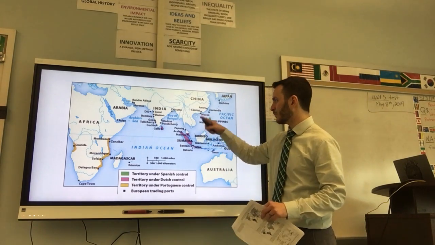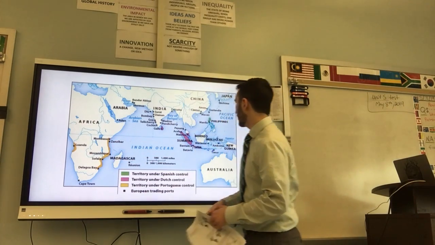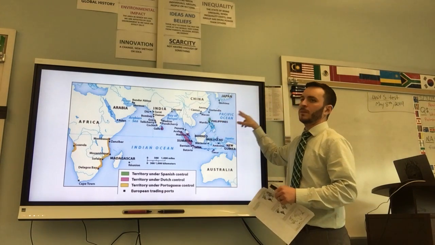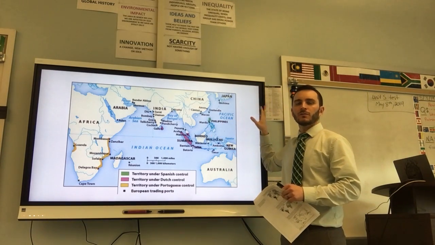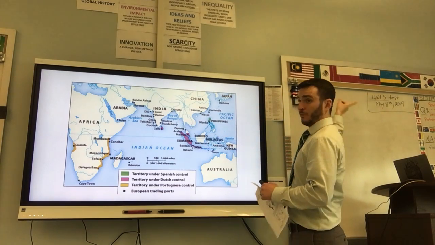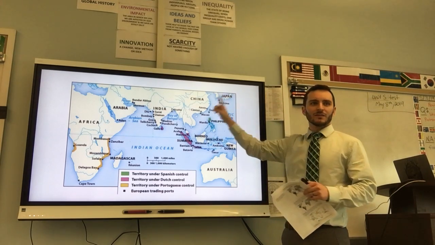The Portuguese aren't left with too much in this region. They got left with some spots in Africa. Spain, of course, gets the Philippines. Spain doesn't have a lot going on in this region, so when they want to get involved, they ship from Mexico to the Philippines, the Manila galleons.